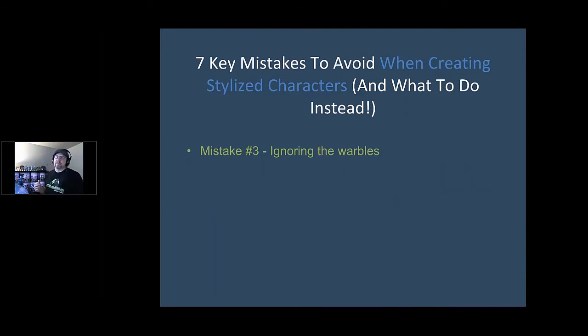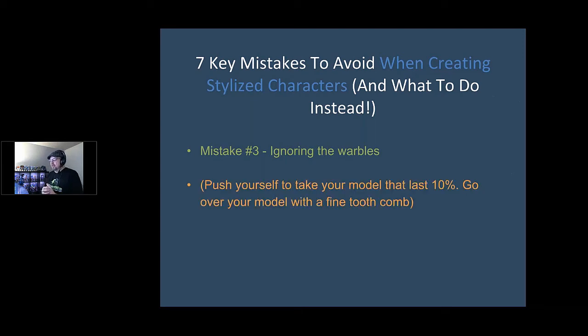Now this is kind of a word I made up, I don't know, but ignoring the warbles means when you're trying to do something nice and clean, and you're like 90% complete with the character, you need to push yourself and take the time to really get in there with a fine-tooth comb, go over your model, and just work out the surface to be super nice and clean. And the best way to do that is on the lowest subdivision level of your character.